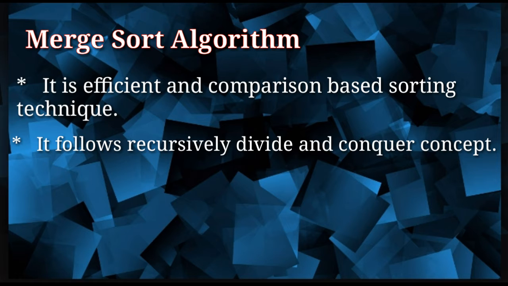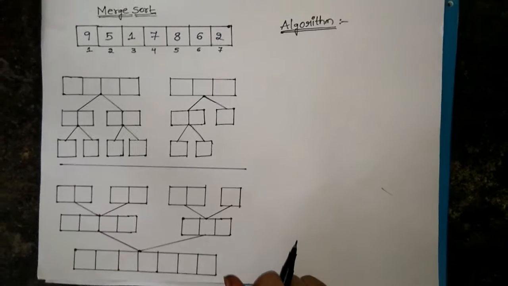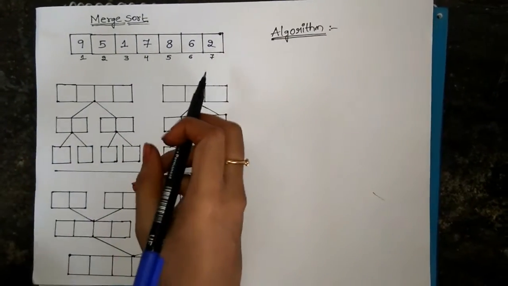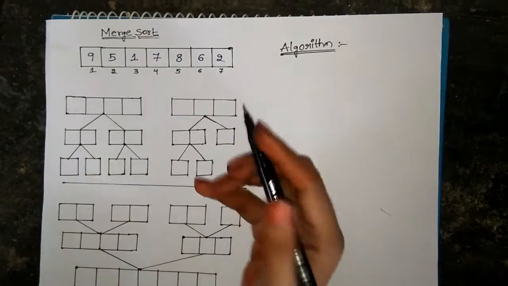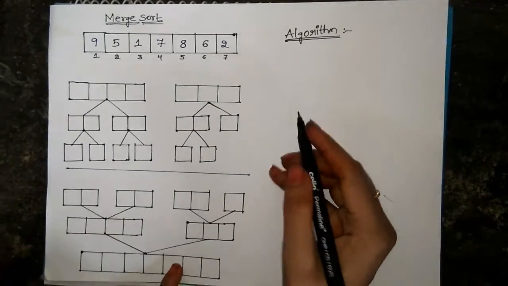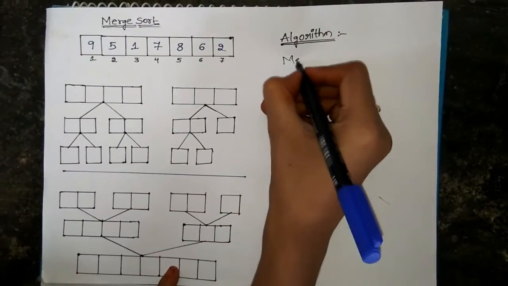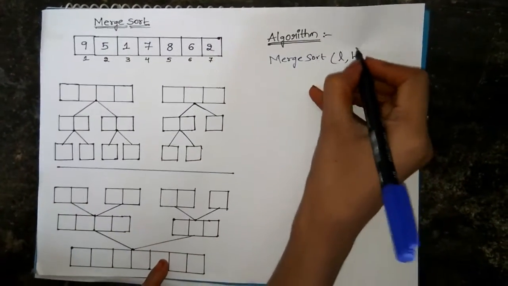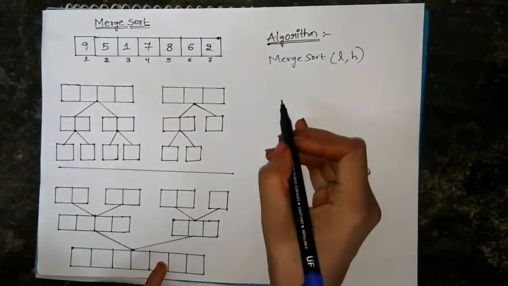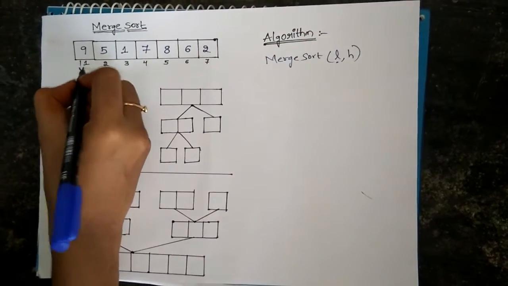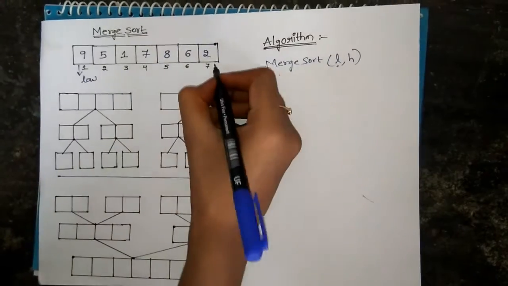Let's see merge sort algorithm with an example and how it's working. In this example, elements are unsorted. We have to sort them using merge sort algorithm. So here we use two parameters, merge sort L, H. These two are parameters we use in this algorithm, where L is the starting of an array and H is the ending of an array.